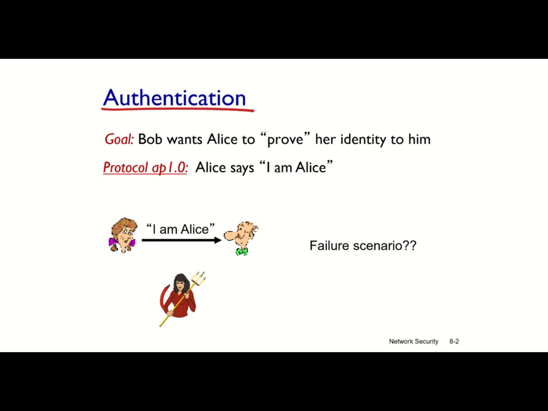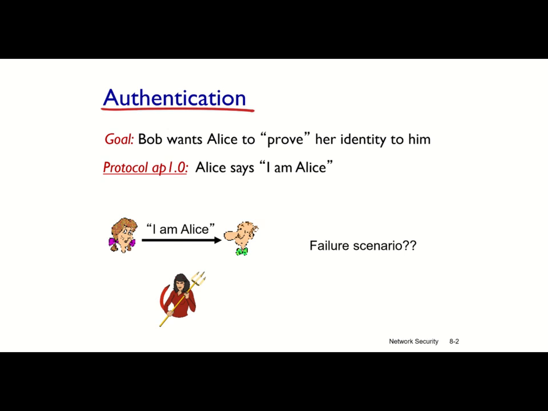Basically, the receiver of a connection always wants the sender to prove his or her identity. In this case, Alice wants to have a communication with Bob, but Bob first wants to know who he is communicating with. So Bob wants Alice to prove her identity to him, and there are many ways to do it.